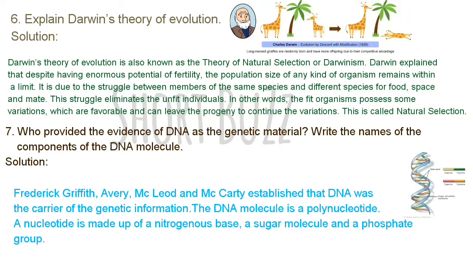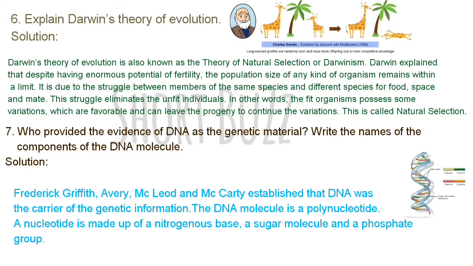Coming to the sixth question, it says, explain Darwin's theory of evolution. Darwin's theory of evolution is also known as the theory of natural selection or Darwinism. Darwin explained that despite having enormous potential of fertility, the population size of any kind of organism remains within a limit. It is due to the struggle between the members of the same species and different species for food, space and mate. The struggle eliminates the unfit individuals. In other words, the fit organisms possess some variations which are favorable and can leave progeny to continue the variation. This is called natural selection.